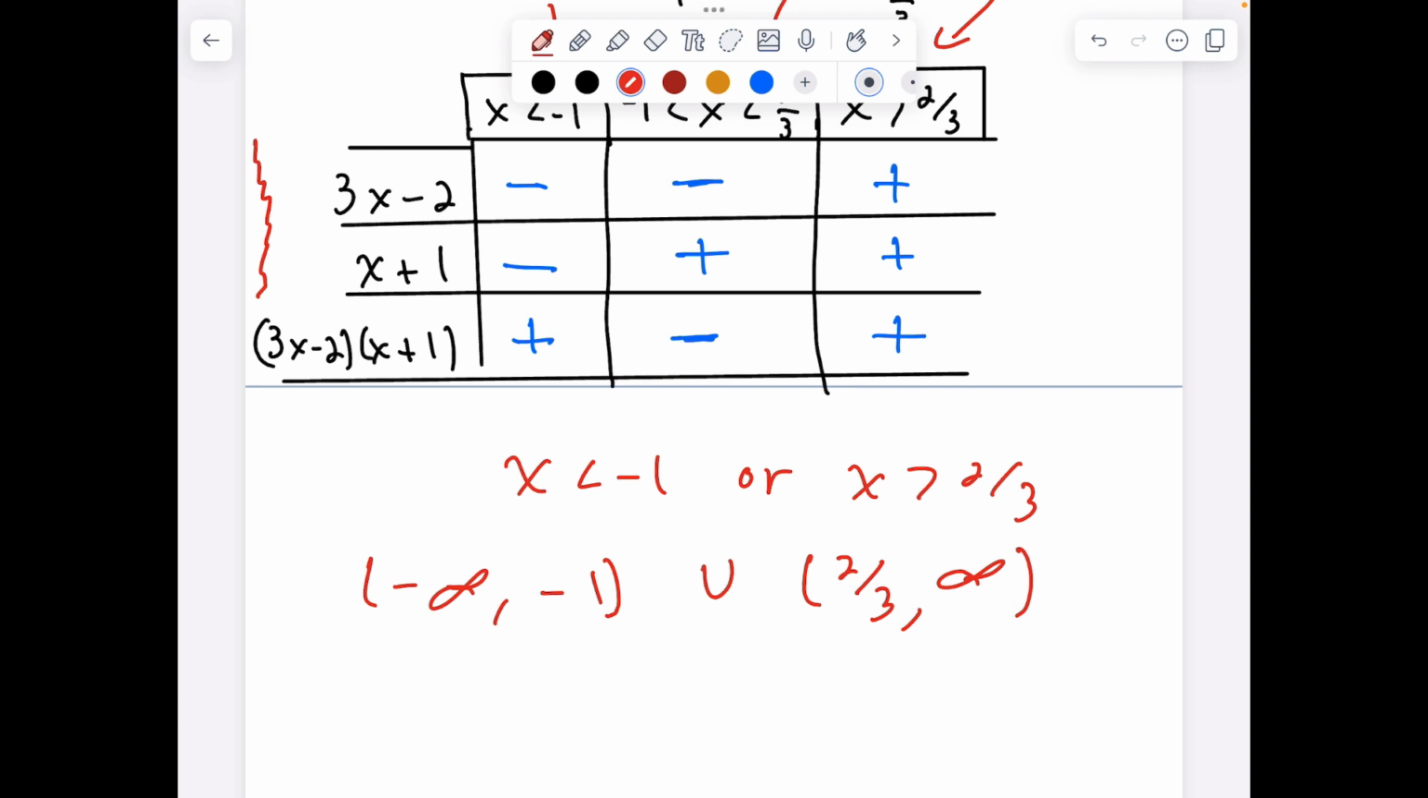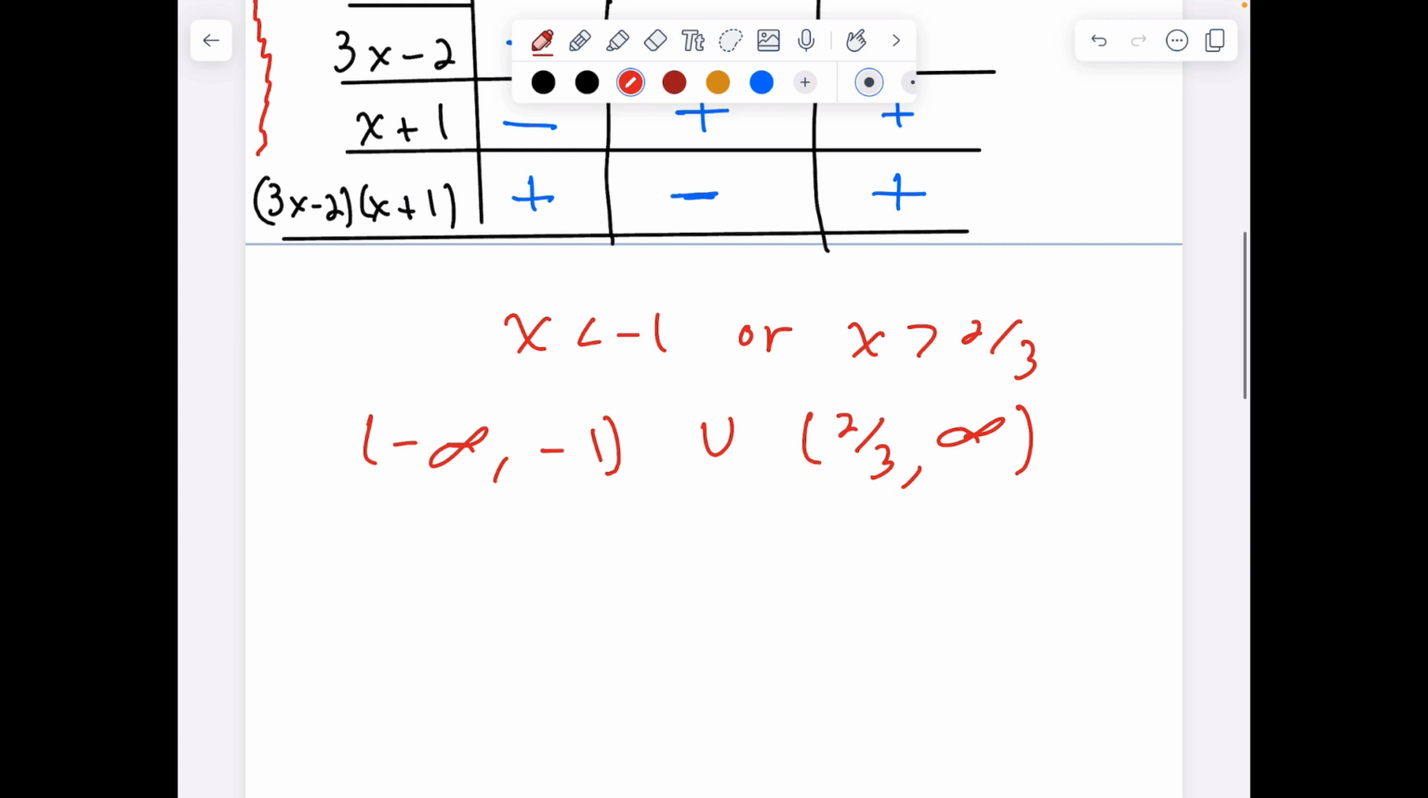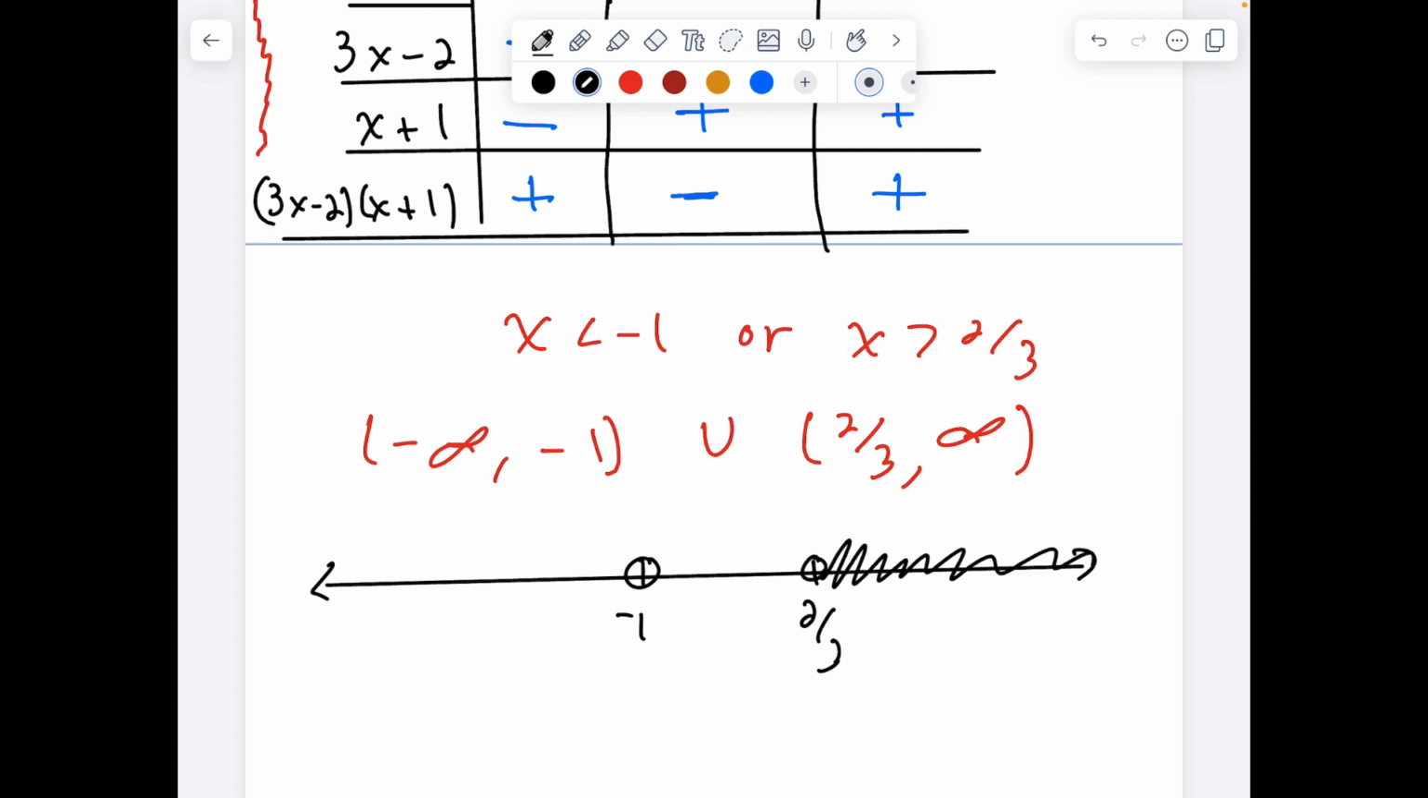Sometimes you're asked to draw these out on a number line, and if that were the case, I'm going to just redraw what I had earlier, my number line up there. So here's -1, here's 2/3, and it's essentially all of this stuff and all of that stuff right there. That would be a solution.